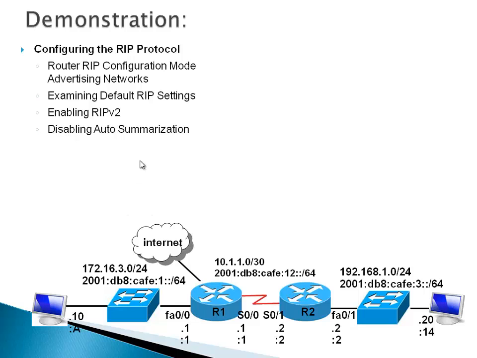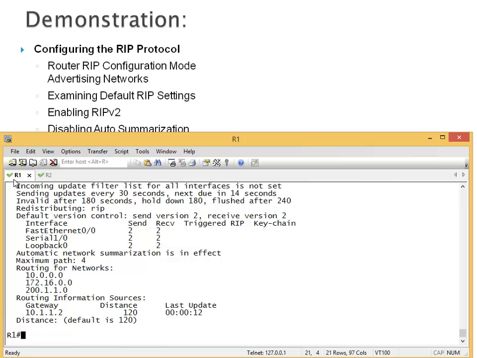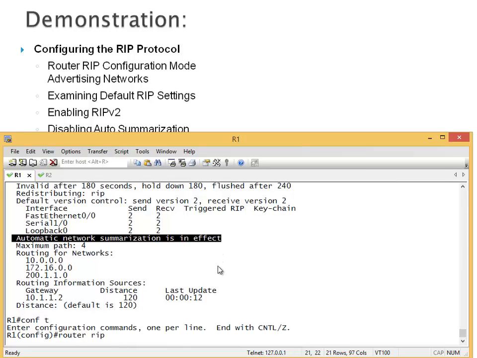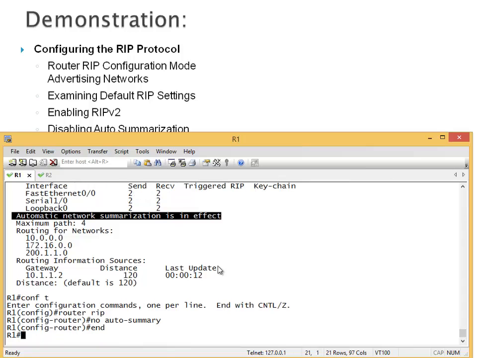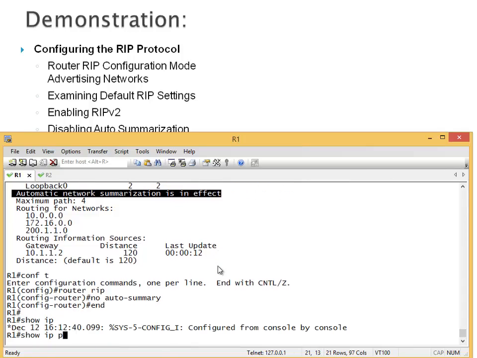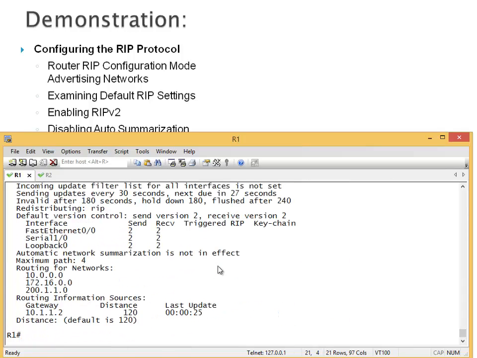The next thing we have to do is disable auto summarization. So if I go to, for example, router 1, you can see the automatic network summarization is in effect. So we have to disable that. So config T, router RIP, no auto summary. Right, and show IP protocols. Now it says automatic network summarization is not in effect because we disabled that.